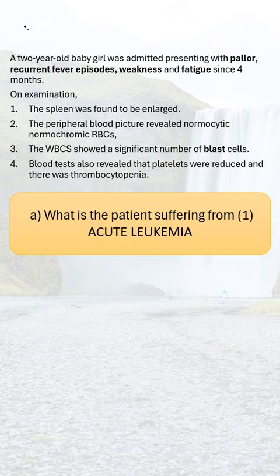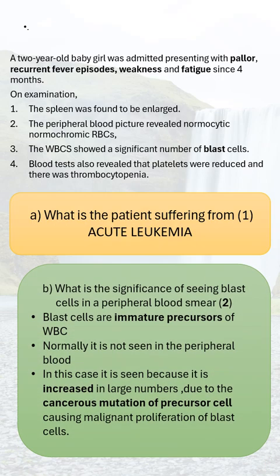Second question is, what is the significance of seeing the blast cells in the peripheral blood smear? Blast cells are actually immature precursors of WBC. Normally they are not seen in the circulation as they are present inside the bone marrow. But in acute leukemia, there is mutation of this precursor cell, so this will cause malignant or increased proliferation of blast cells.